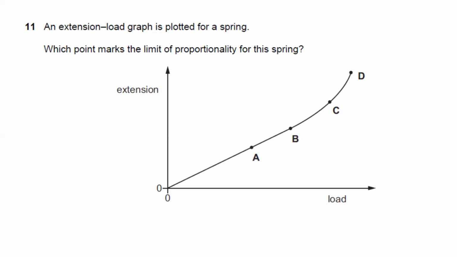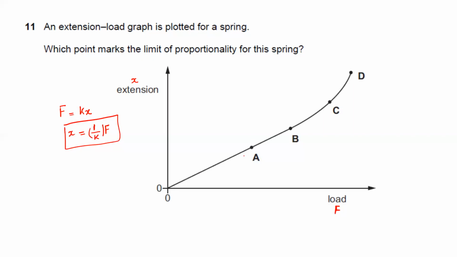Next question, question number 11. It says an extension load graph is plotted for a spring. Which point marks the limit of proportionality for this spring? So for a spring, the extension is given as F equals kX. For extension X in the spring and load F on the spring, the relationship is X equals 1 by k times F. So this is the graph we have, and this is the proportionality limit.